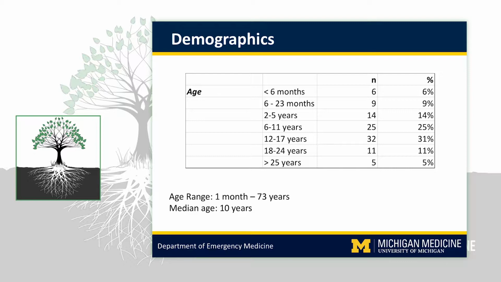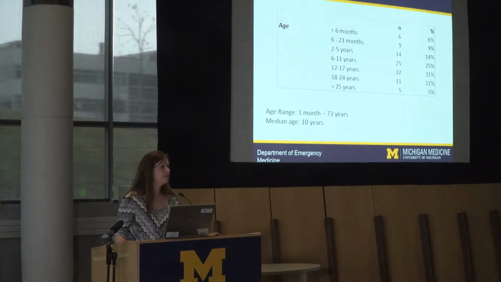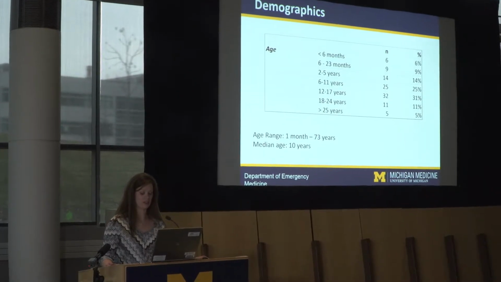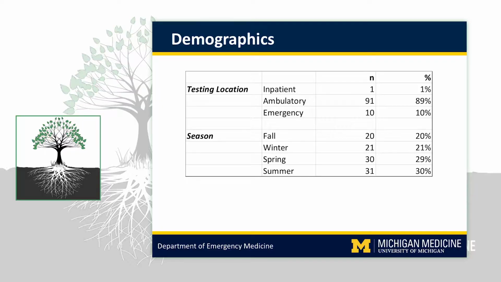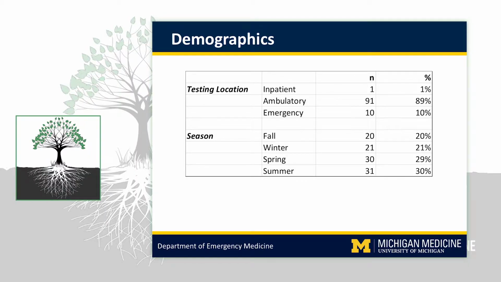The ages of patients with pertussis infection range from 1 month to 73 years of age, with a median age of 10 years. We are identifying pertussis in both children and adults, so it's important for all of the clinicians in the room to keep it on their differential. At U of M, pertussis identification occurred predominantly in ambulatory clinics. And additionally, it is known that pertussis infection does not have a seasonal predominance, and as you can see in this cohort, we are identifying it year-round.